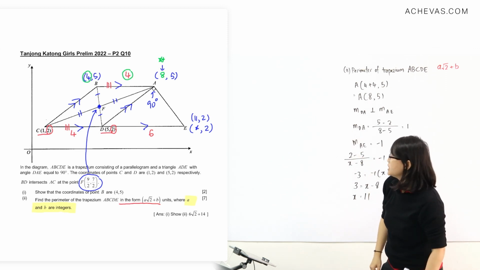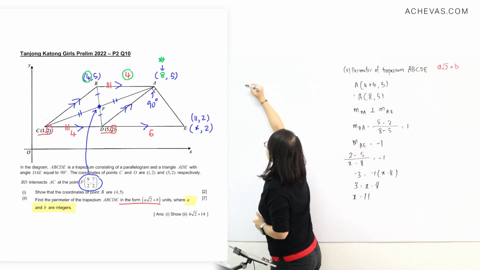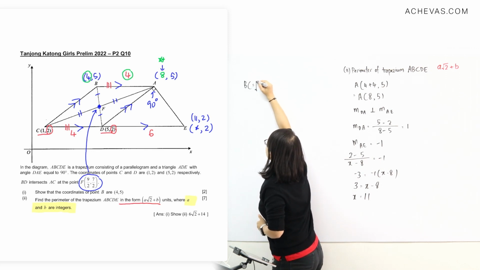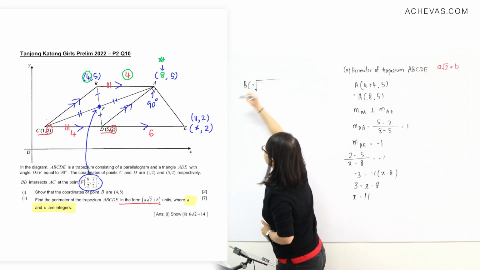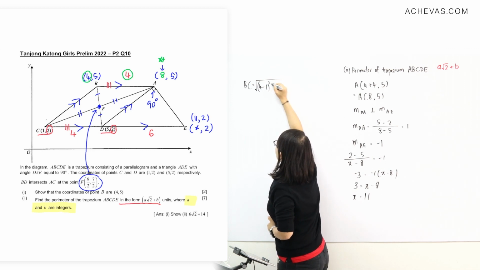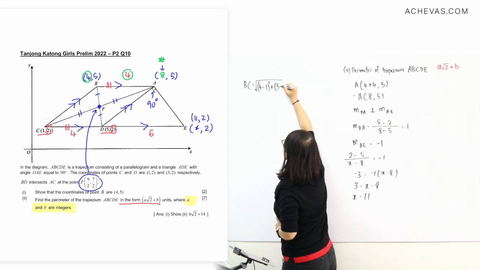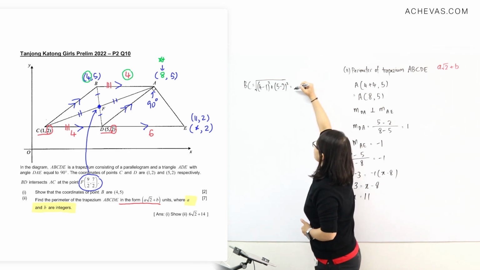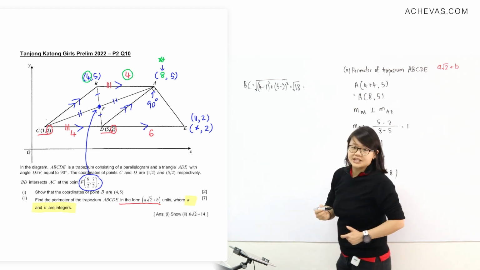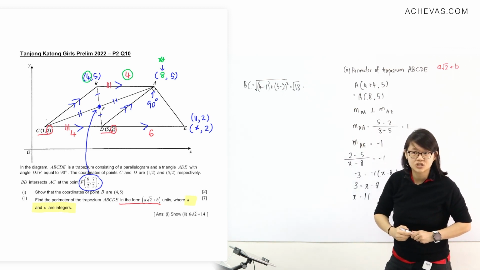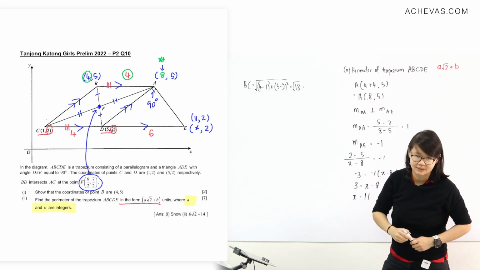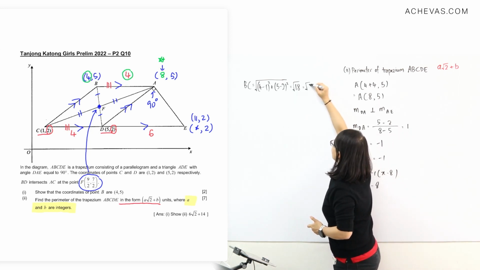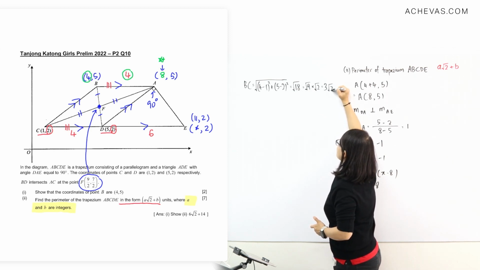Let's work on the distance. So from B to C, we're going to apply a distance formula here. We have 4 minus 1 squared plus 5 minus 2 squared. Clicking my calculator, this will give me square root of 18. Let's split this 18 into a square number multiplied by another number, which is 9 times 2. So I write it as square root 9 times square root 2. So my answer here will be 3 square root 2.